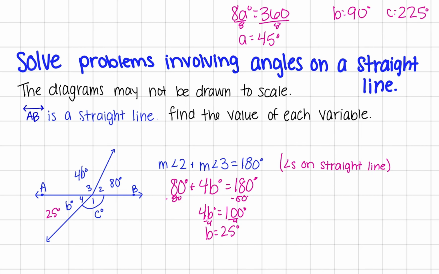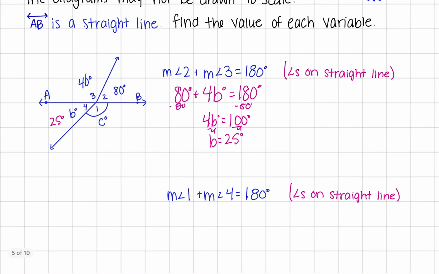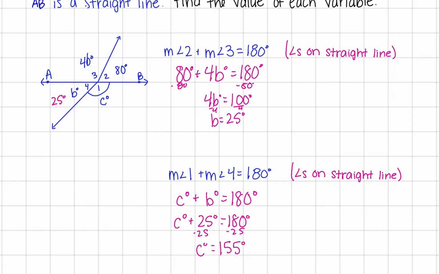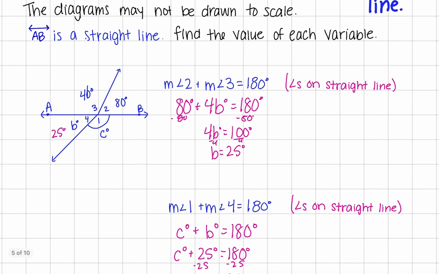Now we need to find C. Okay, so we're looking for angles on a straight line, right? So we know that the measure of angle 1 plus the measure of angle 4 is 180 because they're angles on a straight line. Okay, we just found the measure of angle 4. But we know that the measure of angle 1 is C, and the measure of angle 4 is B, which equals 180. We don't know C yet, but we know B. We know B is 25. We subtract 25 from both sides, and C equals 155 degrees. And now we have found both B and C.